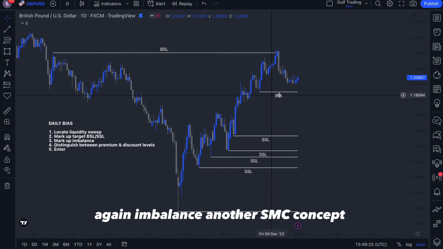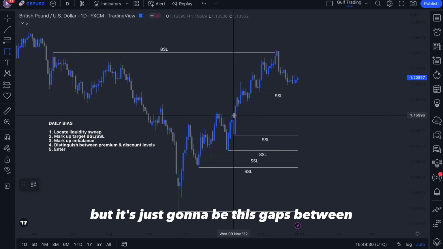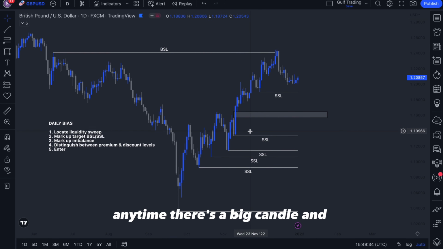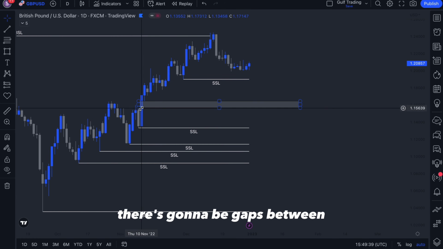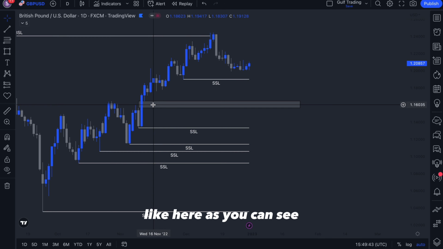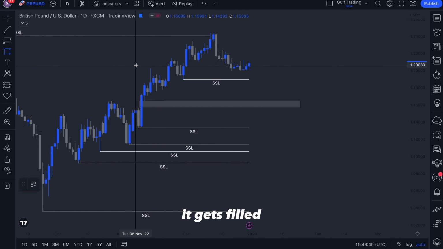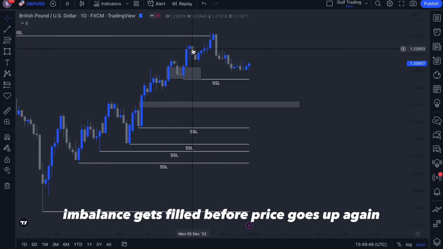Again, imbalance, another SMC concept that you should know. If you don't, I've got a video on it, but it's just going to be these gaps anytime there's a big candle and there's some inefficiency in price being filled. There's going to be gaps between the wicks of candles, like here. And as you can see, it gets filled. So for example, here, the imbalance gets filled before price goes up again.